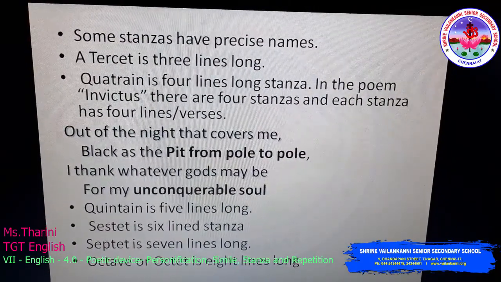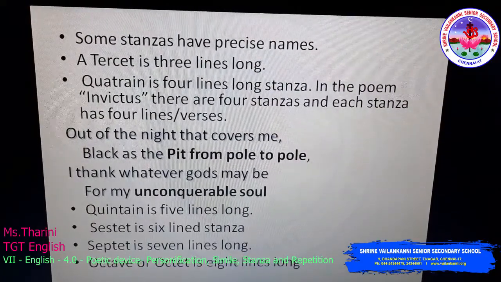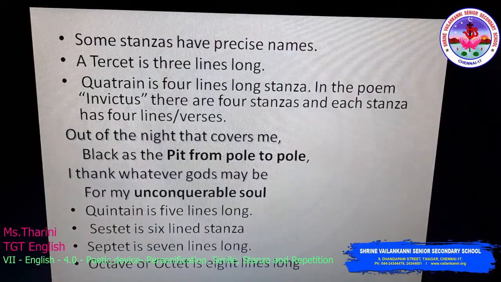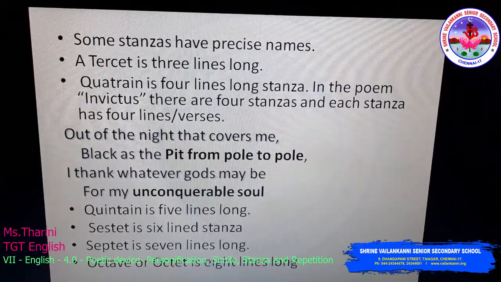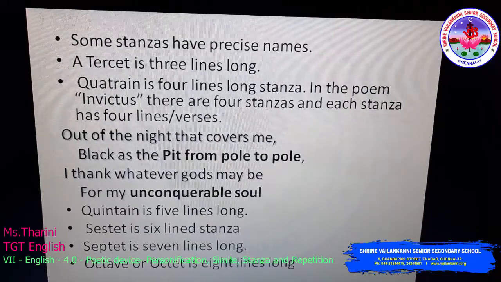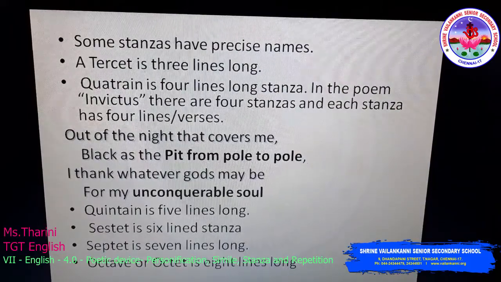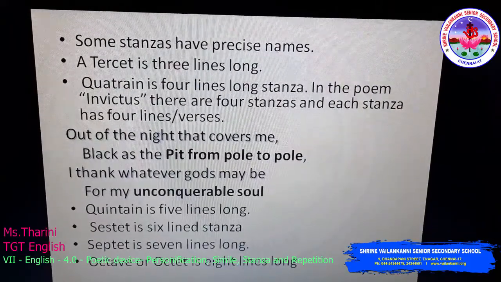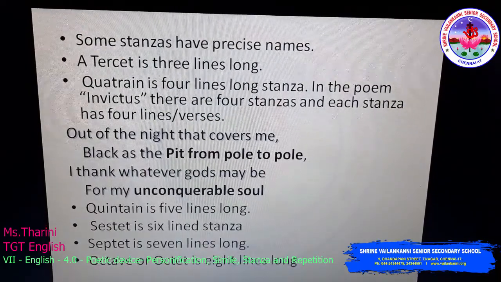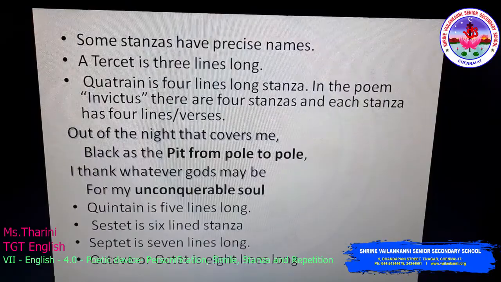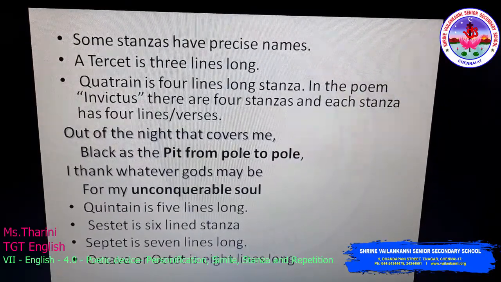A tercet is 3 lines long. Quatrain is a 4 lines long stanza. In the poem Invictus, there are 4 stanzas and each stanza has 4 lines or verses, as you can see. Quintain is a 5 lines long stanza. Sestet is a 6-lined stanza. Septet is 7 lines long. Octave or octet is an 8 lines long stanza.